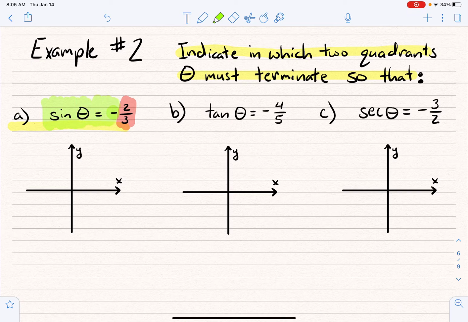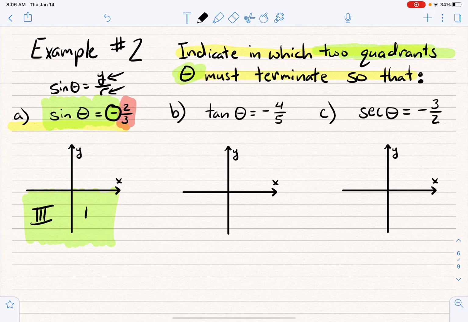If sine theta is negative, we have to remember, what is sine? Sine theta is y over r, and r is a distance, so it can't be negative. So if sine theta is negative, that means y is negative. And the question is, in which two quadrants could theta be so that this is true? Well, y is negative everywhere down here, and so the answer would be quadrant 3 and quadrant 4. I don't have to draw this whole picture, but my answer would be quadrant 3 and quadrant 4.